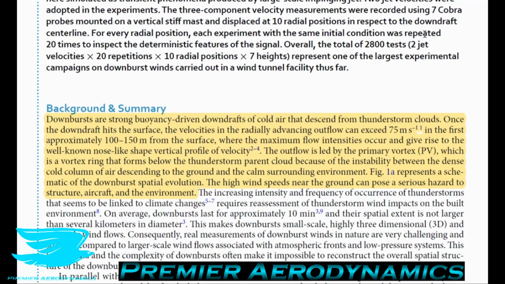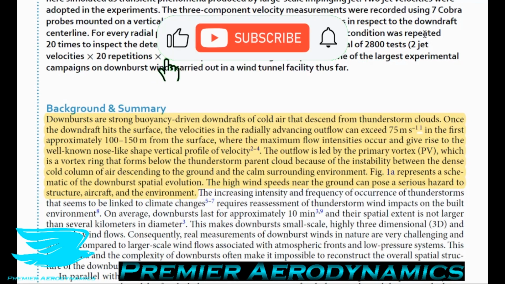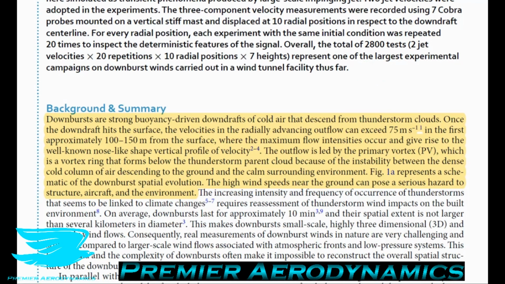So the outflow is led by the primary vortex, which is a vortex ring that forms below the thunderstorm's parent cloud because of the instability between the dense cold column of air descending to the ground and the calm surrounding environment. Figure 1a represents the schematic of the downburst spatial evolution. The high wind speeds near the ground compose a serious threat to structures, aircraft, and the environment.